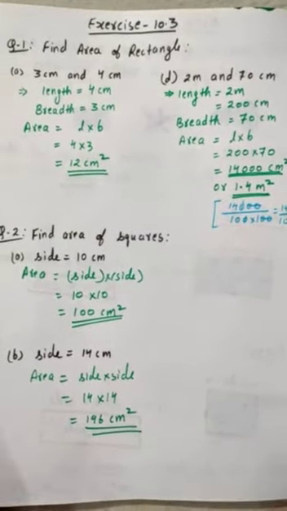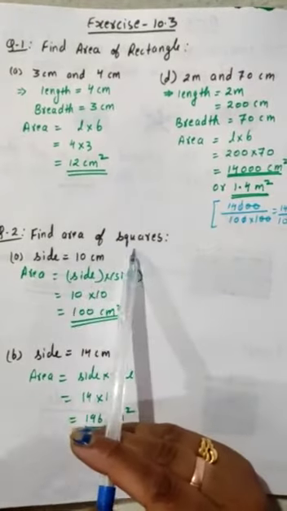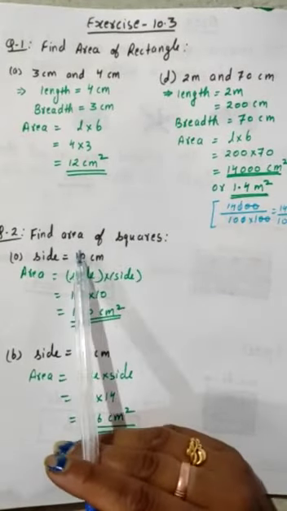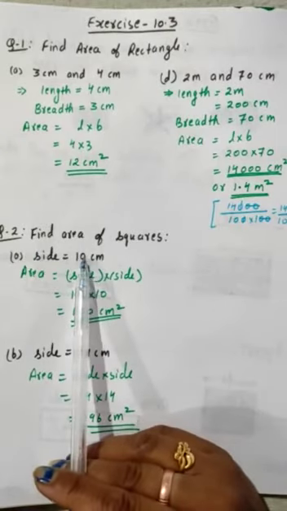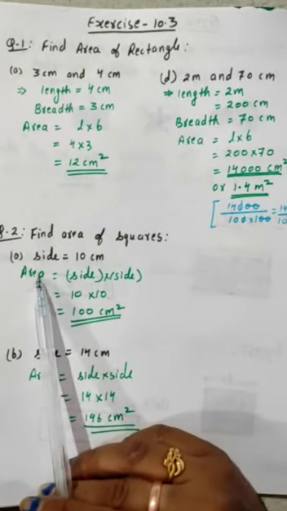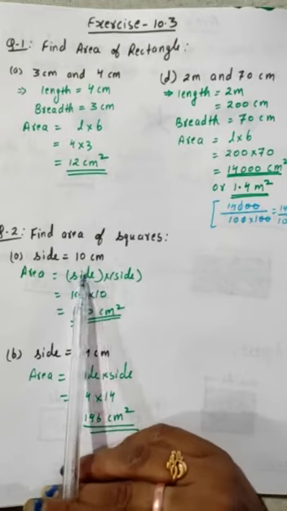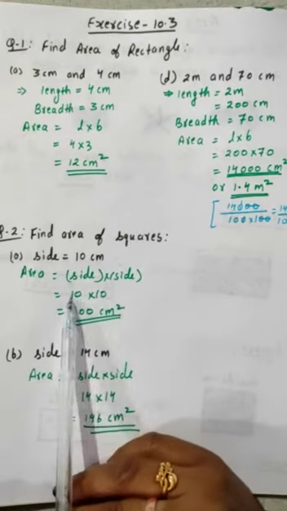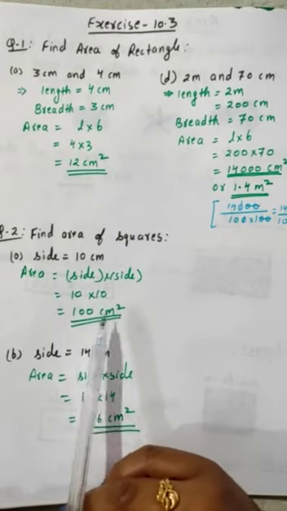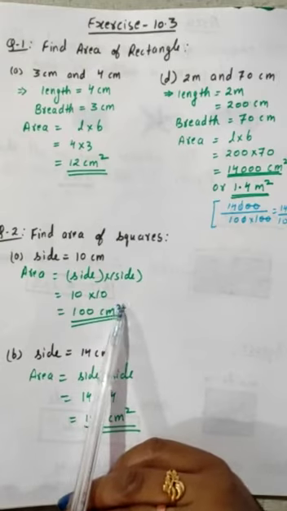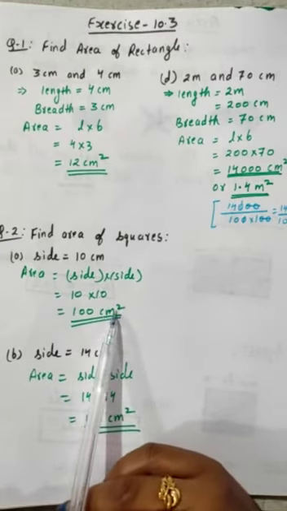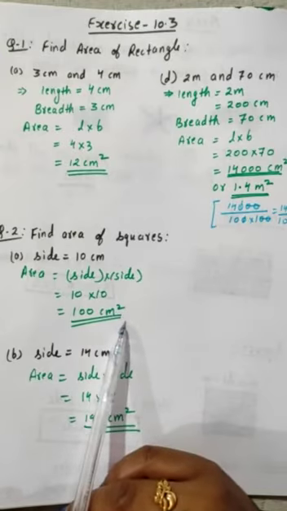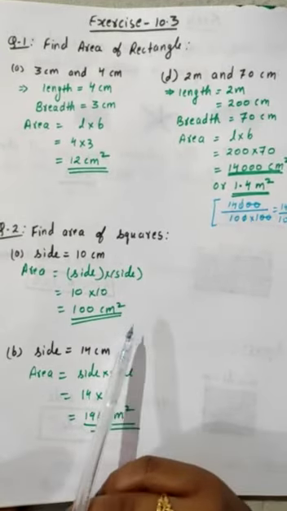And now we'll see the second question, which is to find the area of squares. You know, in a square all 4 sides are equal, and your side is 10 centimeter. So first you will write the formula. Area is equal to side into side, which is 10 into 10. So it will be 100 centimeter square. And as I told you, don't forget to put the units. Units will be centimeter square, instead of centimeter, it becomes centimeter square.